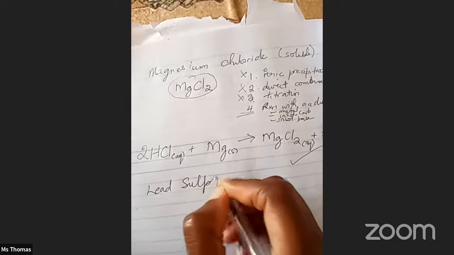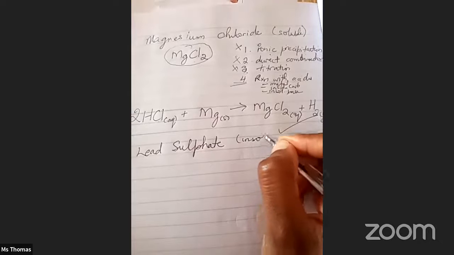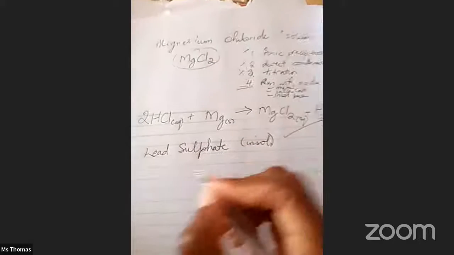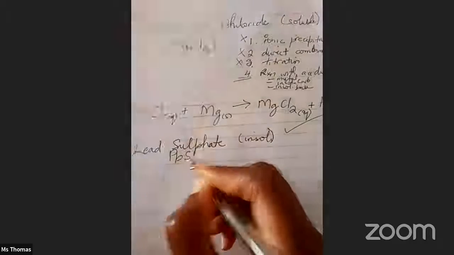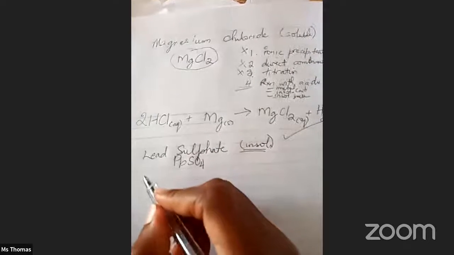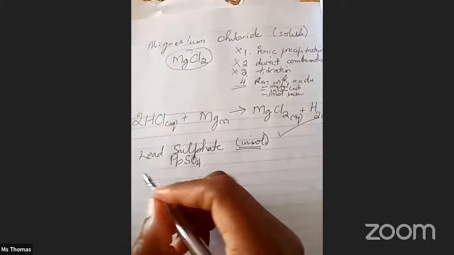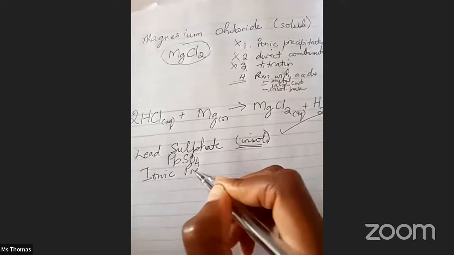All right. Now we're going to look at this other one. Lead sulfate. Who can tell me, is that a soluble salt or an insoluble salt? Insoluble, miss. It's insoluble because all sulfates are soluble except for lead and barium. Very good. So lead sulfate looks like this. So it's insoluble. So only one method we can use to make it. Ionic precipitation. Very good.